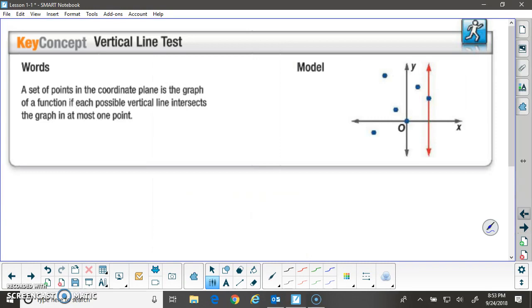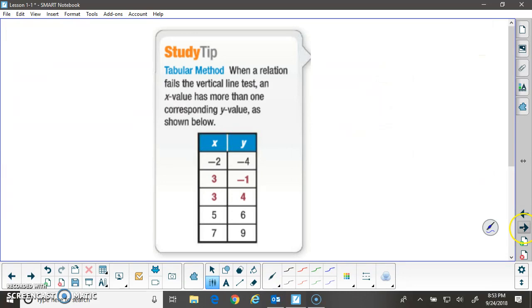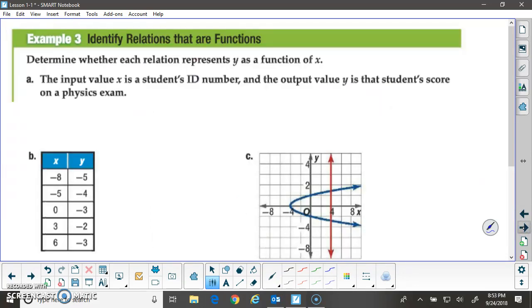Also, with a graph, we have something called a vertical line test. If you place a vertical line anywhere on the graph, it cannot cross the graph more than once. If it does, it fails the vertical line test and it's not a function. So let's do some examples.